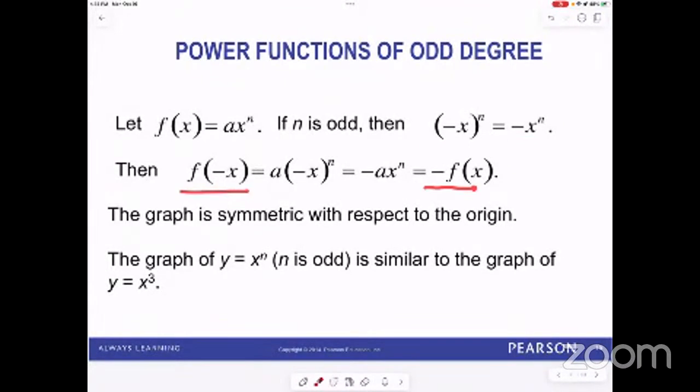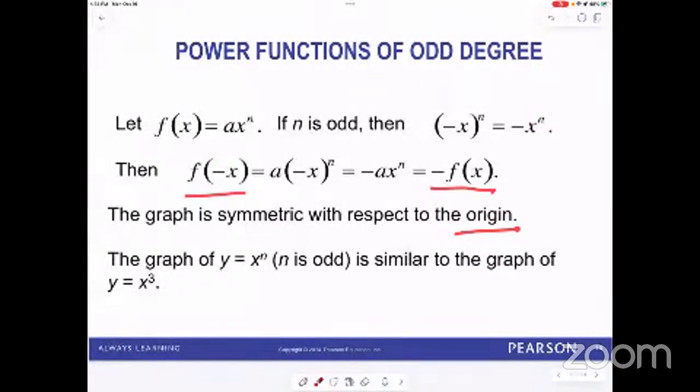Let's say that one more time. When we evaluate f of negative x and we finish with a negative times the original, that's the definition of a function being odd. Okay. Once we identify a function being odd, that's the same as the function having origin symmetry, or symmetry with respect to the origin.